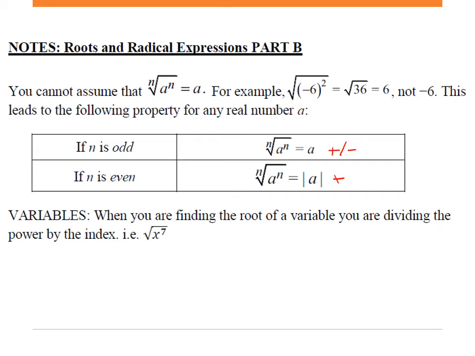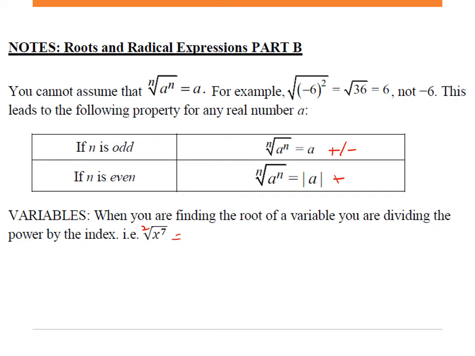So for example, here I have an index of 2. And so I'm looking at the square root of x to the 7th. And so I want to know how many times is 2 evenly divided into 7. So when I think about how many times is 2 evenly divided into 7, that is 3, right?